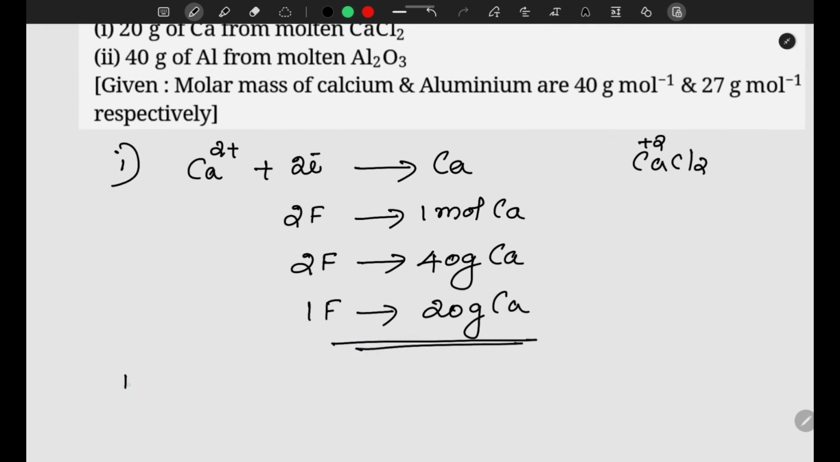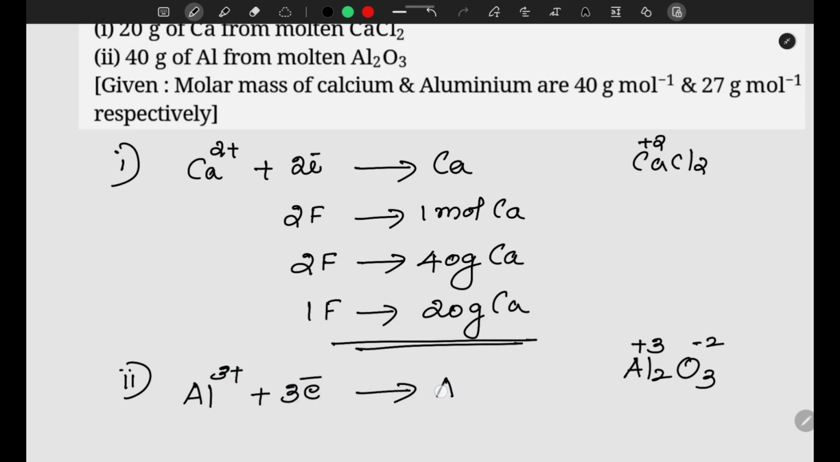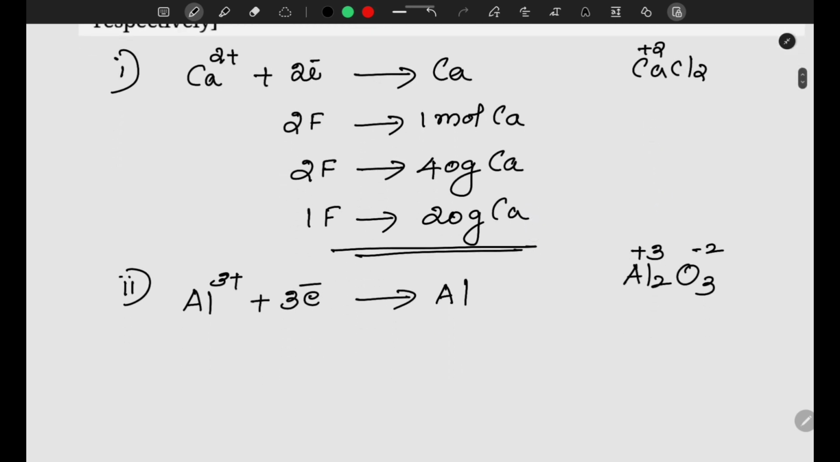Then, second question, 40 gram of aluminum from molten Al2O3. In Al2O3, the oxidation state of aluminum is +3. So let us write the reduction equation. Al3+ plus 3 electrons gives Al. So to get 1 mole of aluminum, we need 3 Faraday. 3 Faraday will give you 1 mole aluminum. 1 mole aluminum means 27 gram aluminum.